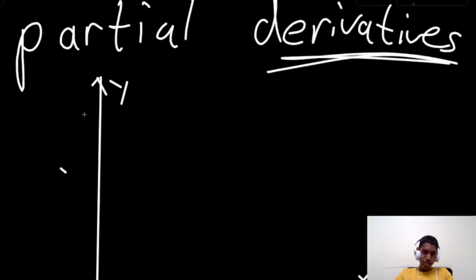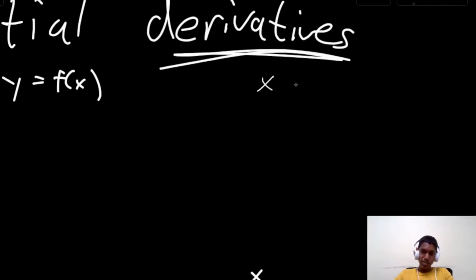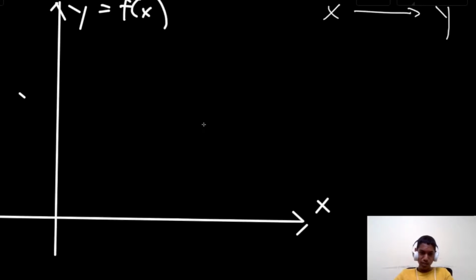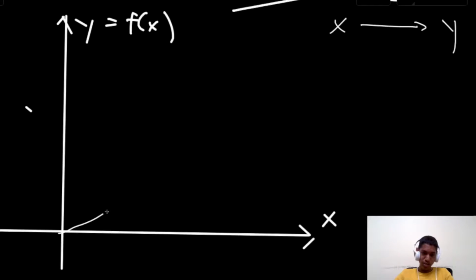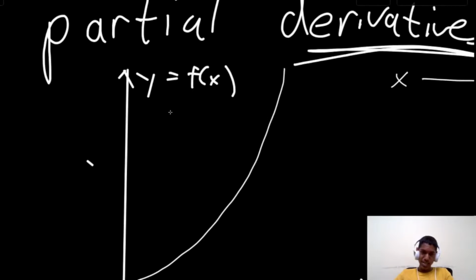You have, generally speaking, x and y. So you have a function, so you say y equals f of x. You take an x, plug it in, and then you get a y. So now let's say you have some function where x represents the temperature of some gas, and y represents the pressure of that gas.